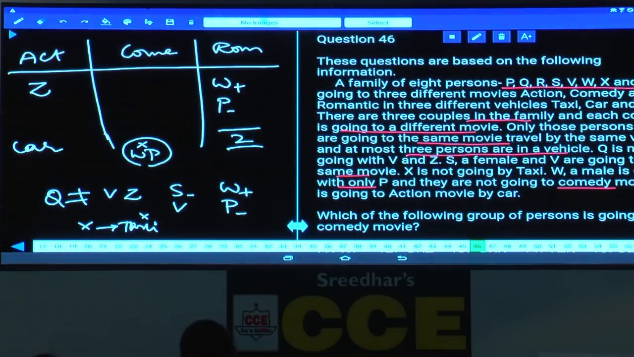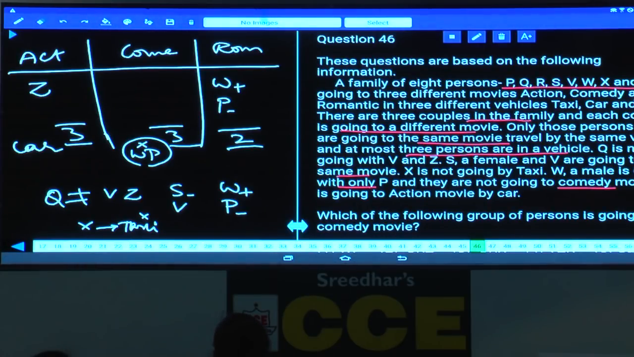And these 2 persons are the only 2 persons going to this romantic movie. Now if these 2 persons are there, in the remaining, for this comedy, how many persons should go to this comedy movie? 3 persons. And to this action movie, how many persons should go? 3 persons.